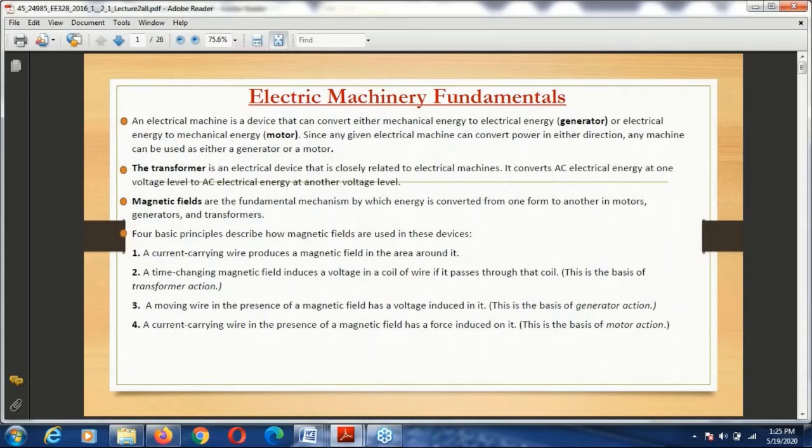In this fourth slide, that is page 5, we have the basis of transformer action: Faraday's law of induced voltage. Is it clear to you? Now, from a time-changing magnetic field, you are going to see there. Faraday's law: we know that Michael Faraday is one of the fathers of modern electricity. So he gave us a law that is referred to as Faraday's law.